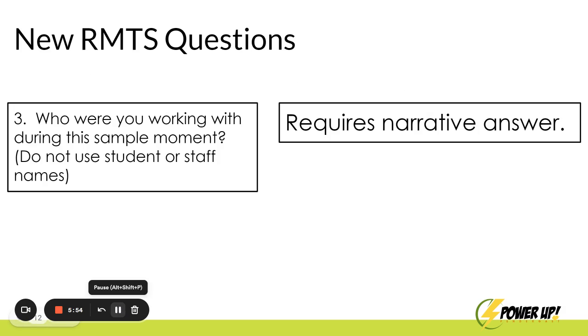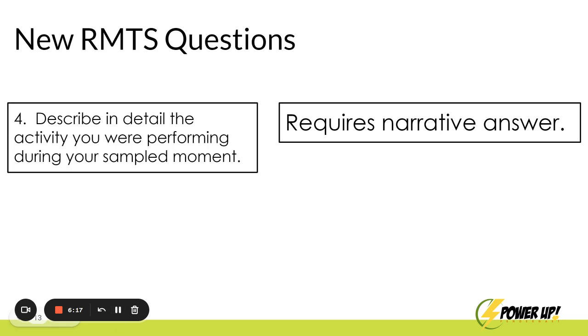Third question: who were you working with during the sampled moment? Do not use the student or staff name. This is one of the questions where you will type in your response. Again, make sure that you don't use any names, and make sure you're specific on your responses. Fourth question: describe in detail the activity you were performing during your sampled moment. Just be very specific. They just want to know what you were doing at the time of the moment that you got. If you were not working with the student, just write a sentence or two, a little paragraph describing what you were doing at the moment.